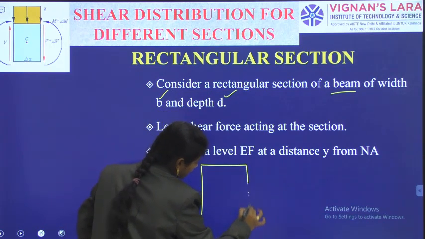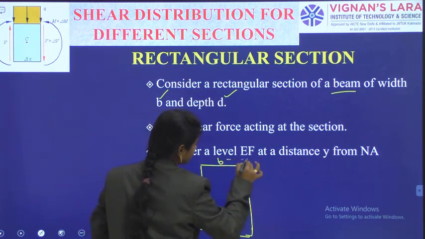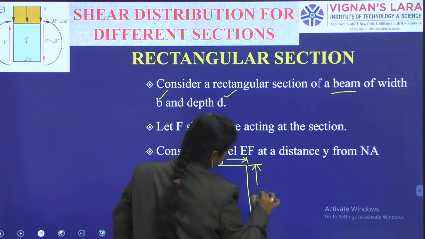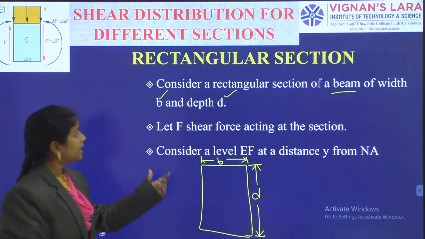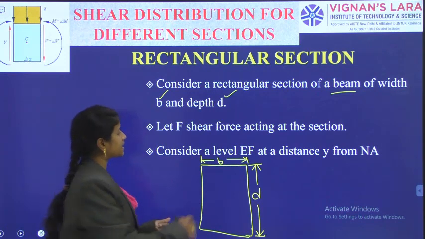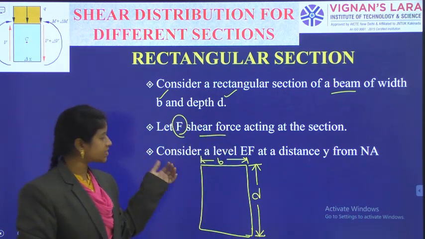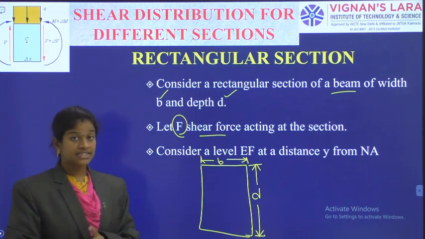So we are imagining a width of B and a depth of D, and in that let F be the shearing force acting at the section. So shear force at the section they have given in the condition. Now consider a level EF which is at a distance y from the neutral axis.